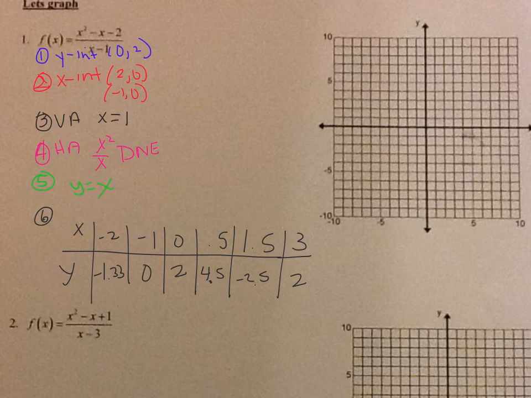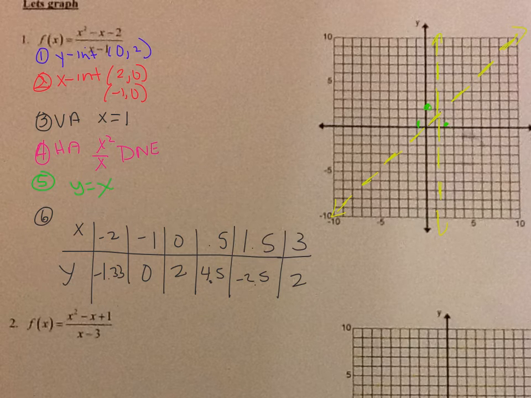Okay, so let's put in our slant asymptote. That's the one on the diagonal. There is your y is equal to x. We have a vertical asymptote at x equals 1. That's going down this way. Now let's start plotting some points. My y-intercept is 0, 2. And my x-intercepts are 2, 0 and negative 1, 0.